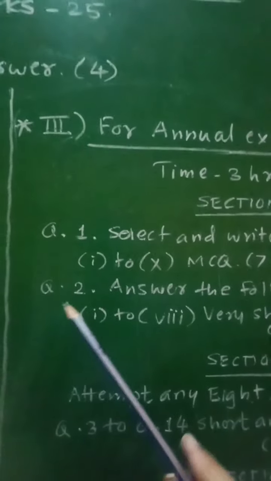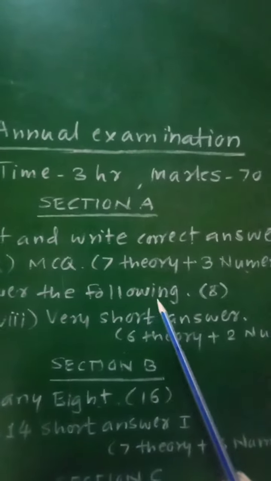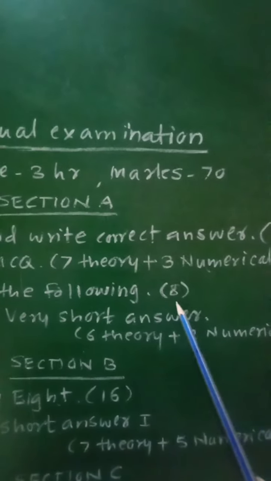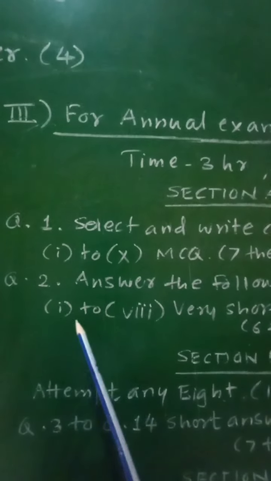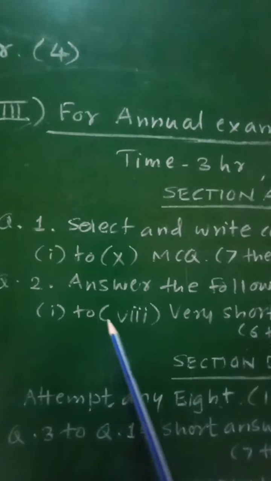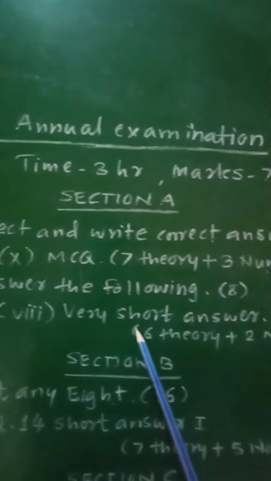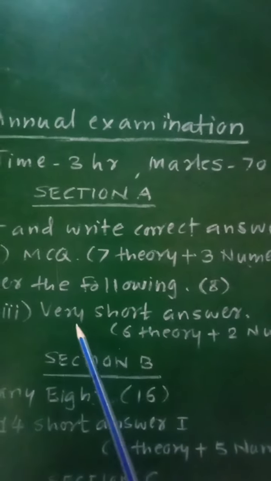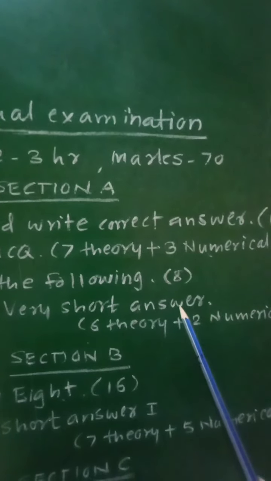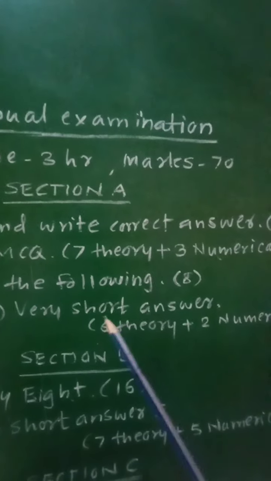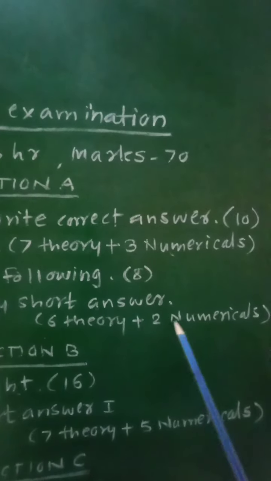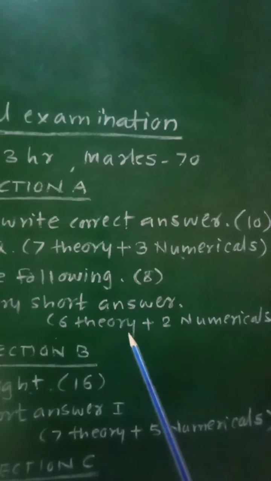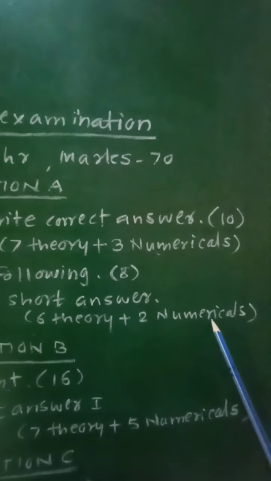In the second question, answer the following. It will carry 8 marks, and in this case there will be 8 sub-questions from 1 to 8, which will be very short answer type questions. Again, these 8 questions will be 6 theory questions plus 2 numericals.